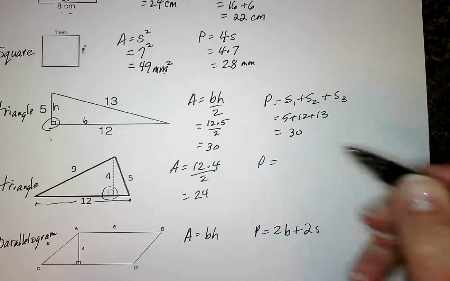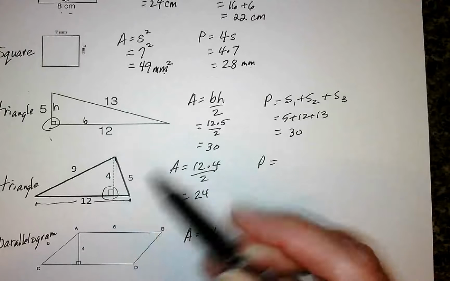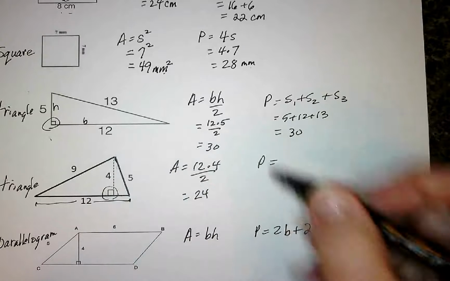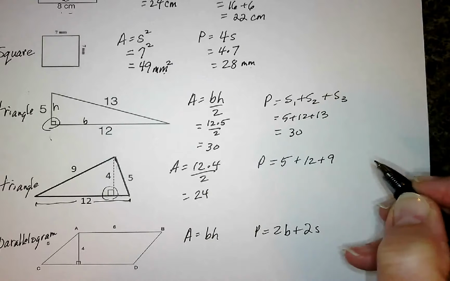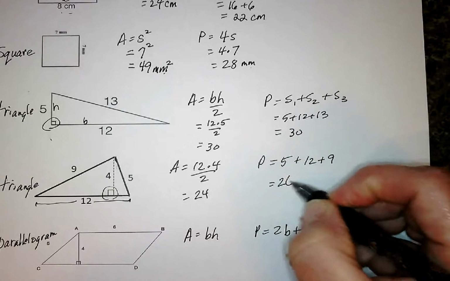The perimeter on this one, I have to remember perimeter is the distance around the outside edge. So the 4 is in the middle here, so that's not going to be part of the perimeter. So I'm going to go 5 plus 12 plus 9, and when I do that, I get 26.